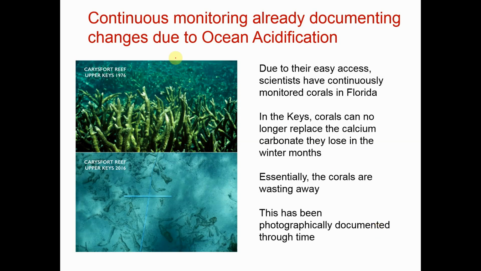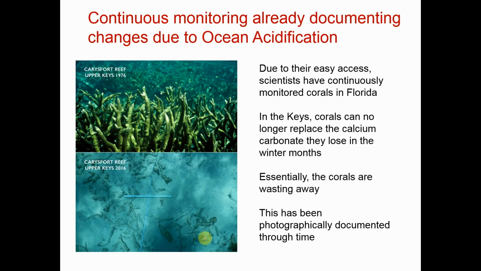So these two pictures over here on the left represent images taken at the same place in the Florida Keys at different times. This image was taken in 1976. This was when CO2 in the oceans was much lower than it is today. What you can see is this area is absolutely full of this branching staghorn coral. This image here was taken in the exact same location 40 years later. And you can see there's literally no living coral left. All of this branching coral has died and wasted away. We can even see the fragments, the remnants, the skeletons of these corals on the ocean bed.